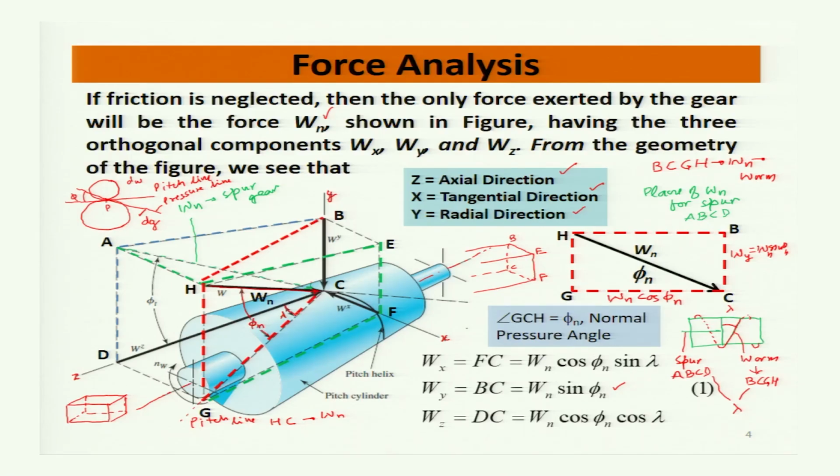Now, this line is actually not along either the tangential direction or the axial direction. X is the tangential direction and Z is the axial direction. It is not along either of these two. So, we have to take the components of the force acting along GC in the direction of X and the direction of Z by taking the rectangle DCFG.